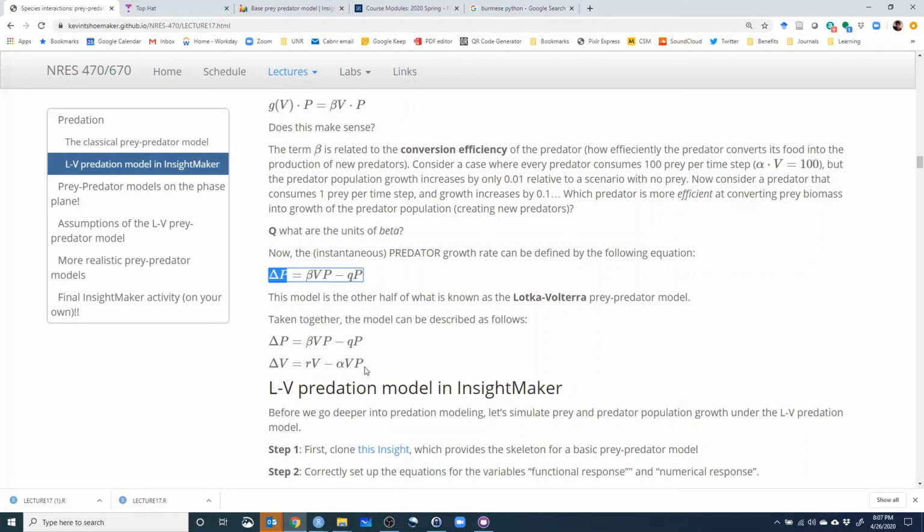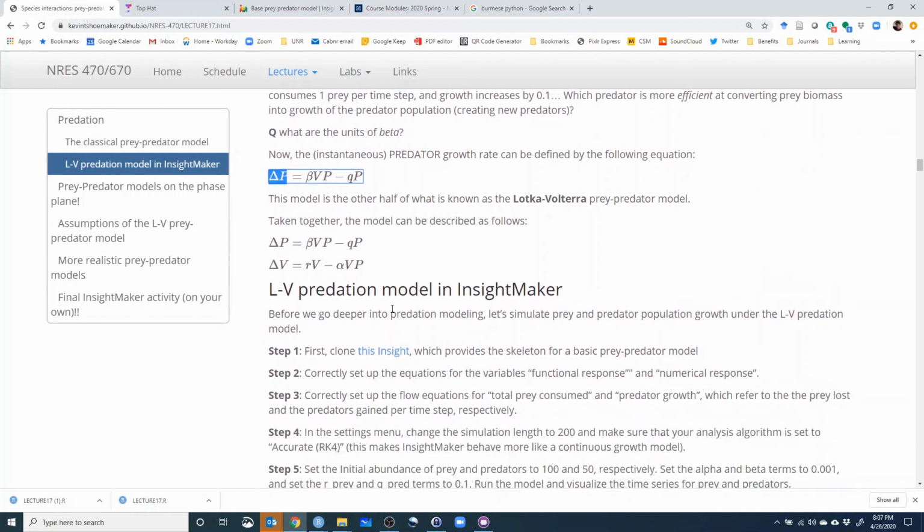We'll have a chance to go through this in Insight Maker, and then we'll have a chance to go through this thinking about the phase plane, which we introduced in the competition lecture. And the phase plane, just like in the competition lecture, has a lot to tell us. It's a great way to really understand the dynamics of these, now getting to be complex systems with two different species. So we'll go through that in the next segment.